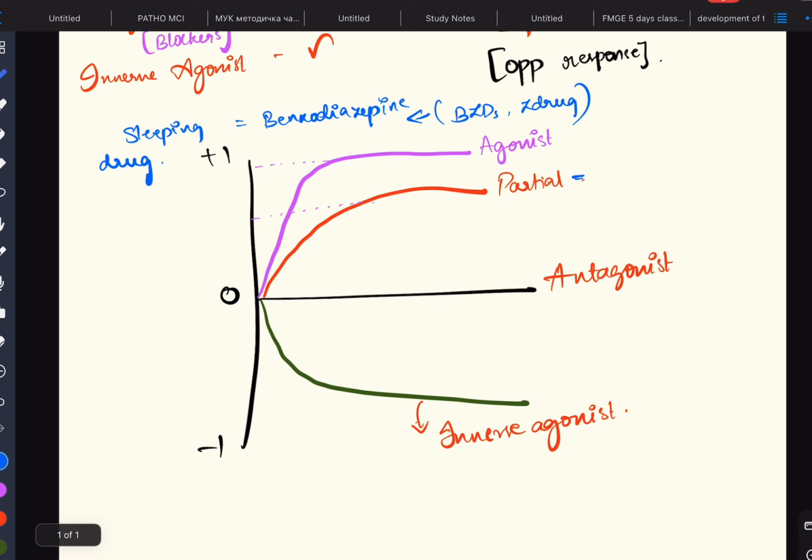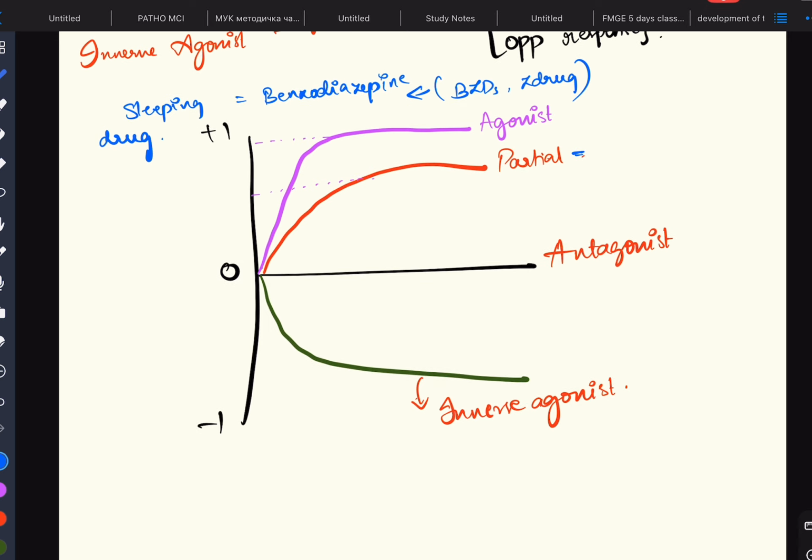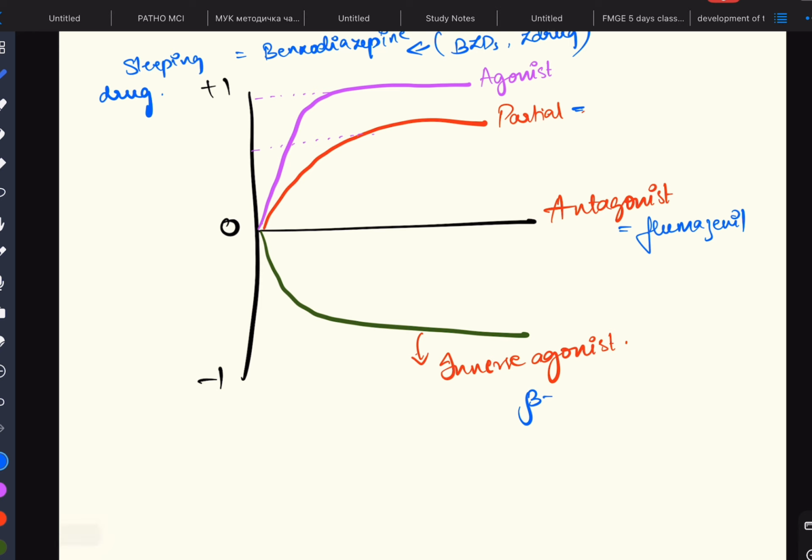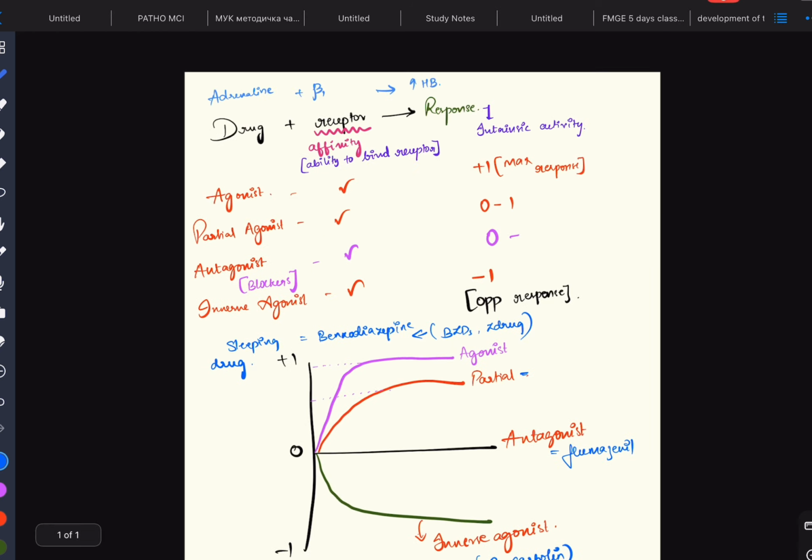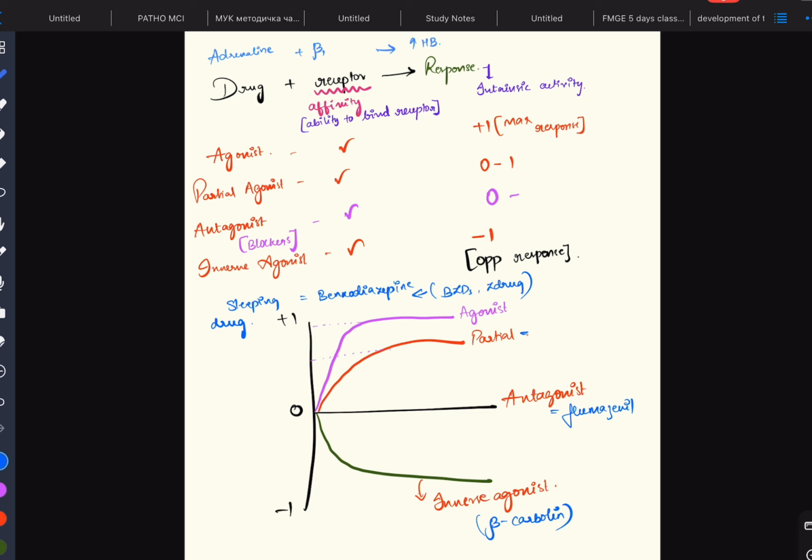And for the partial agonist, next one, the antagonist, the drug is flumazenil and the beta carboline. Yes, so this is a simple way to understand the agonist, partial agonist and inverse agonist drugs.